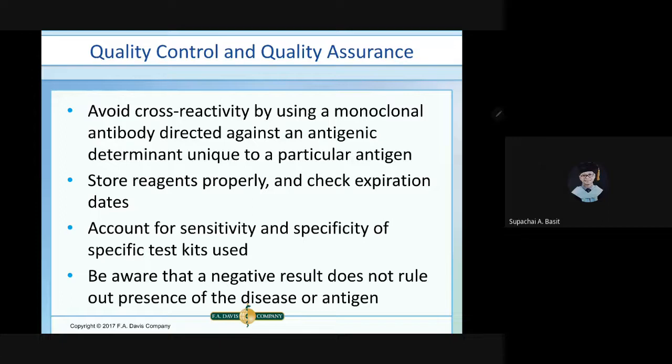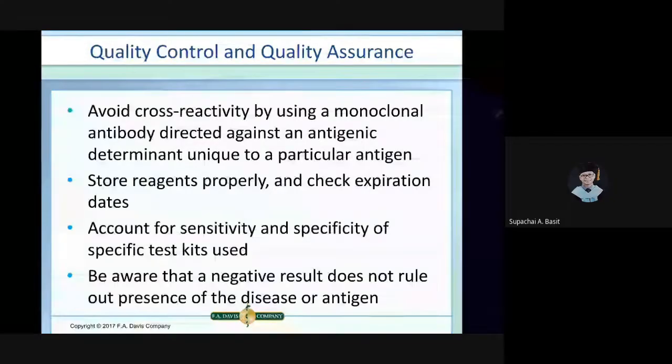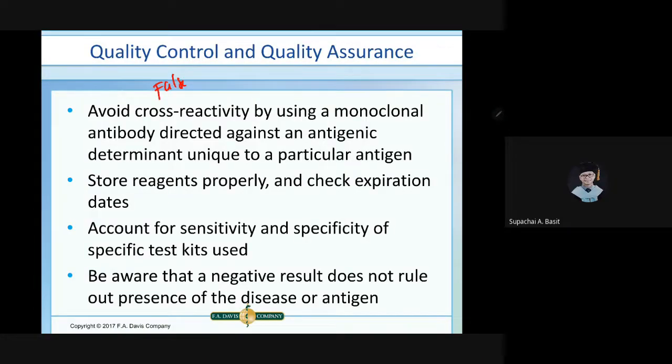So, for quality control and quality assurance management, these are some of the reminders. So we can avoid cross-reactivity. We do not want cross-reactivity because this will result in false positive reaction, by using monoclonal antibodies directed against antigenic determinant unique to a particular antigen. Okay, so monoclonal antibodies will provide what? Specificity to prevent false positive reaction.